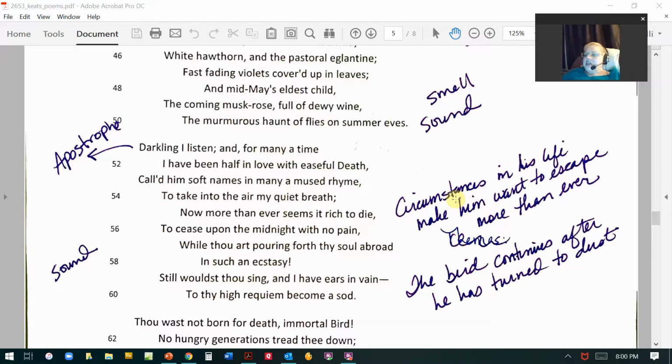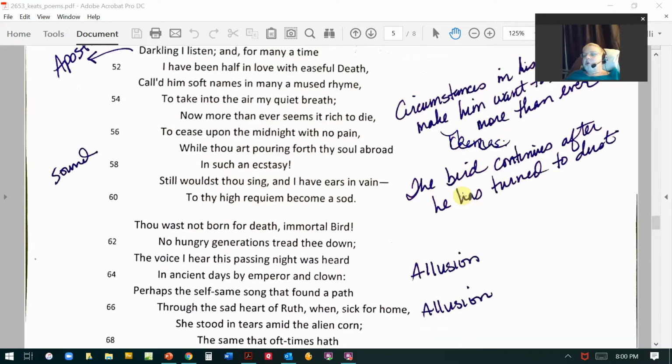And now he says, the idea of dying with no pain right now, before this tuberculosis puts me in agony, and to do it while I can hear this beautiful song, this ecstasy, right? Ecstasy is oftentimes considered an emotion of pleasure so intense that it's painful, right? And here's the idea that the bird is immortal. When my ears can no longer hear, I have ears in vain. I'm going to be a sod. I've turned to dirt. You will still be singing this song, right?